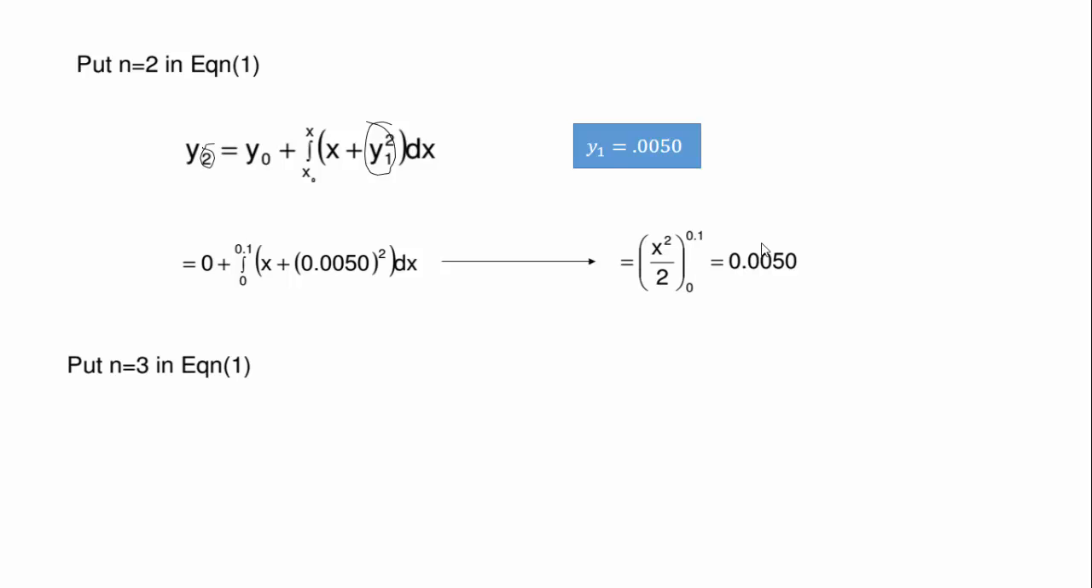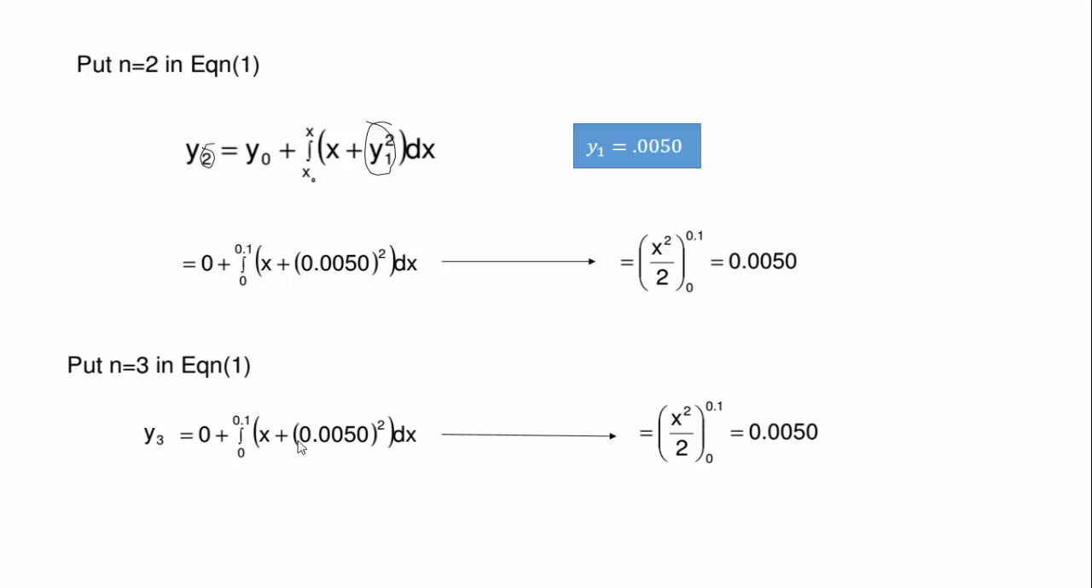Putting 3 in n, that is again in equation 1, we get this form, and solving it further, that is integrating it over the limits of x, 0 to 0.1, we get this. We can see the answer is equal to 0.0050, which was equal to y2 from the second iteration and y1 from the first iteration. Thus we can safely say that the y value at x equal to 0.1 is 0.0050. Thank you.